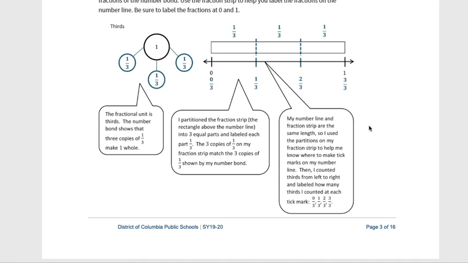My number line and fraction strip are the same length. So I used the partitions on my fraction strip to help me know where to make tick marks on my number line. Then I counted thirds from left to right and labeled how many thirds I counted at each tick mark. And they started at 0/3, 1/3, 2/3, 3/3. This example is exactly what you will be doing today.